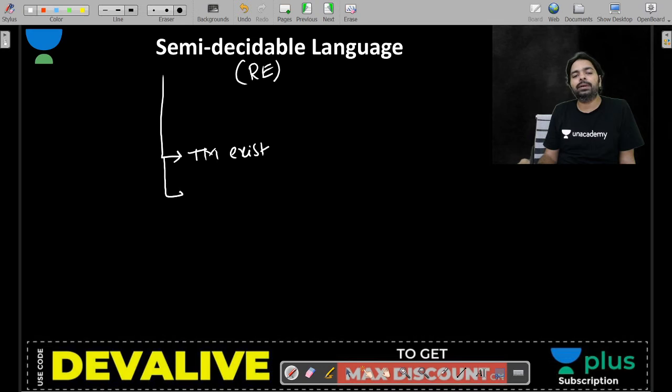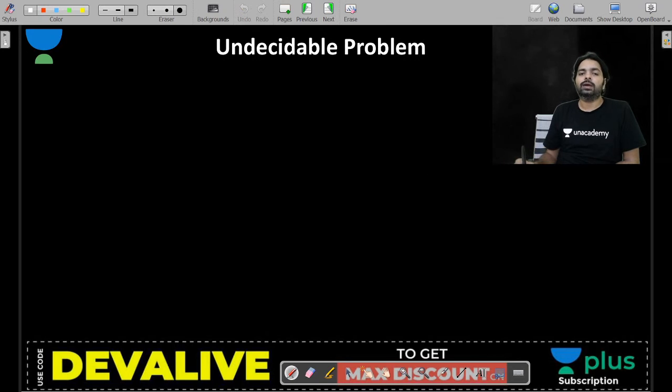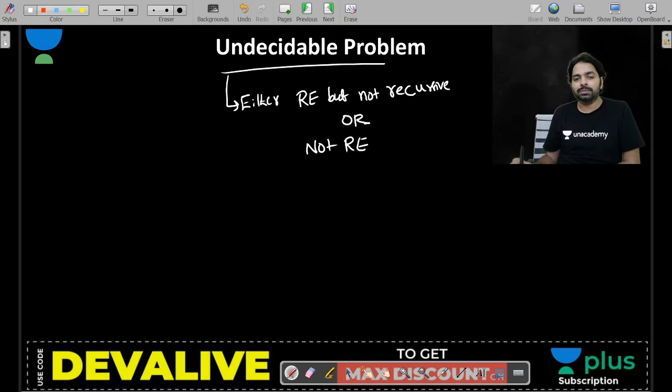Again, it can be either decidable or, outside decidable, RE but not recursive, only within the RE. Either decidable or semi-decidable but undecidable. And what is an undecidable problem? It is either an RE but not recursive problem, or, if this is not, then definitely it is not RE. Any one of them you can call undecidability.